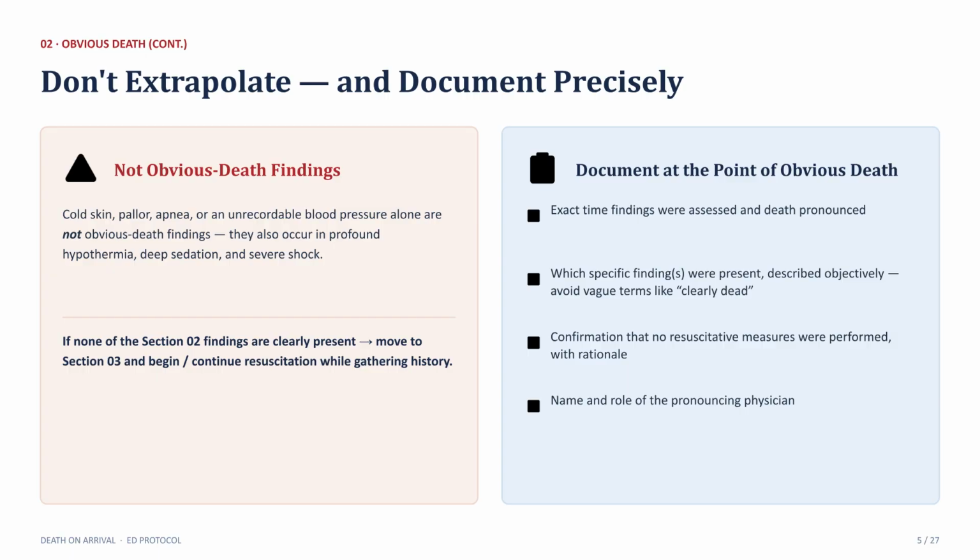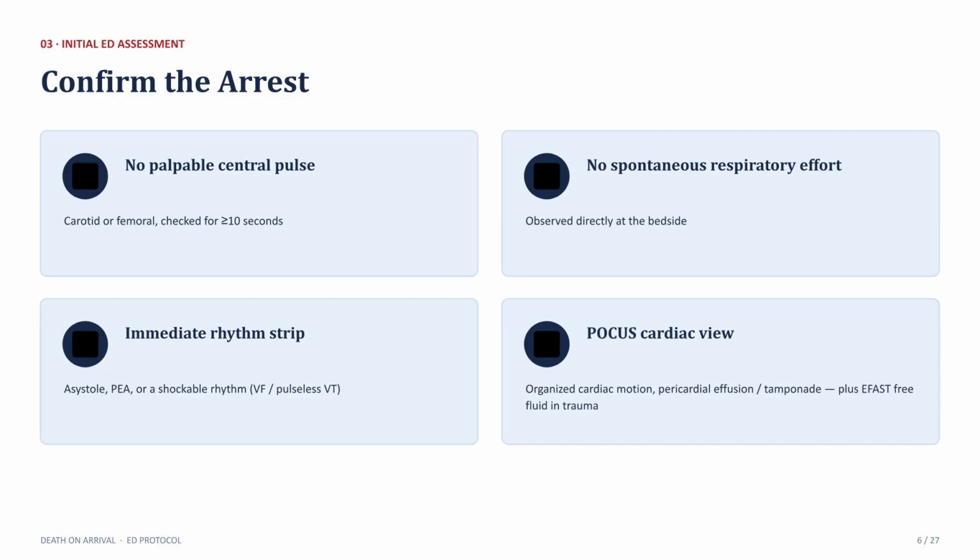Be careful not to extrapolate findings. Vague terms like clearly dead are not acceptable. Documentation must be precise, objective, and include the exact time and rationale. For initial assessment, confirm the arrest by verifying the absence of a central pulse and spontaneous respirations, followed by rhythm strips and a POCUS cardiac view.